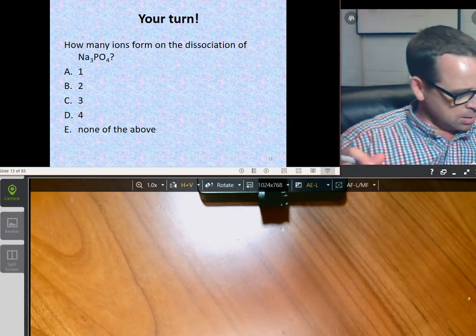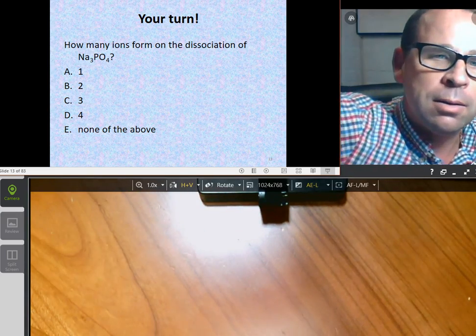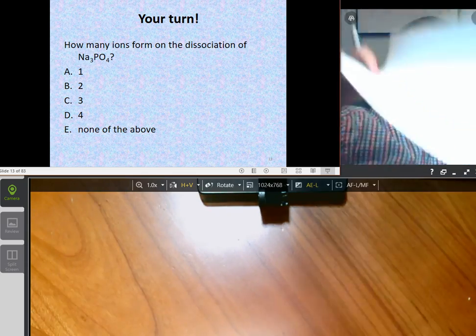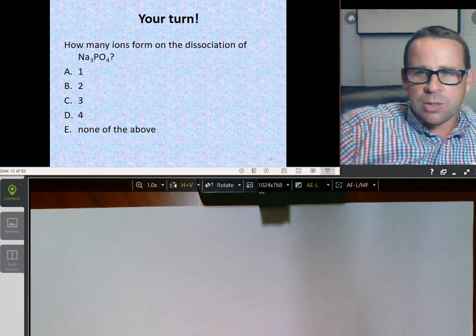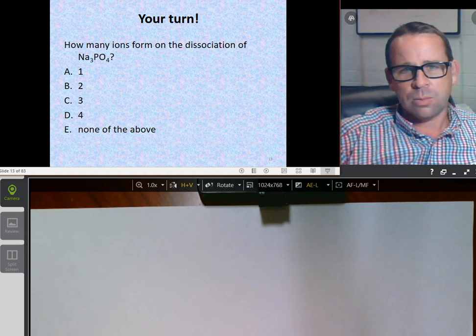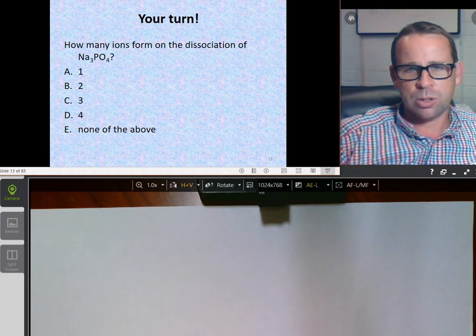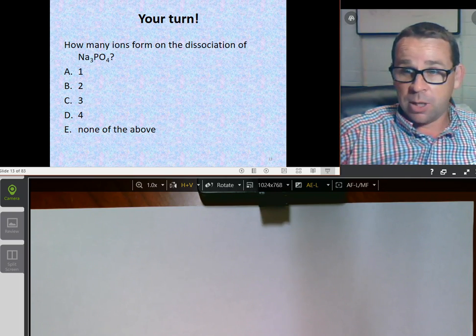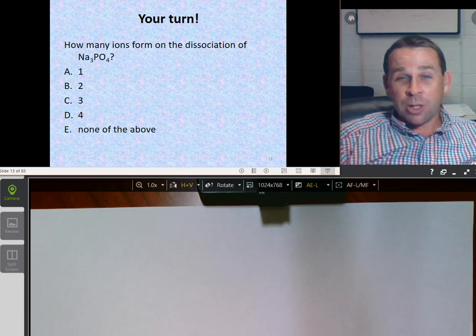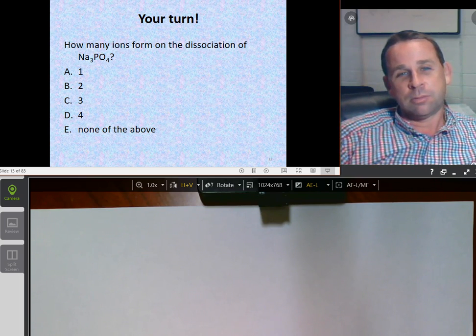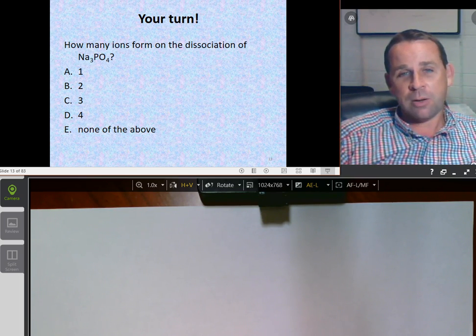How many ions will result if we put this into water and it dissociates? This compound, sodium phosphate, how many ions will result when we put it into solution and dissociate? See if you can answer the question. Take a second. All right, after you're done, go ahead and push play again, but pause it for now and get the answer.